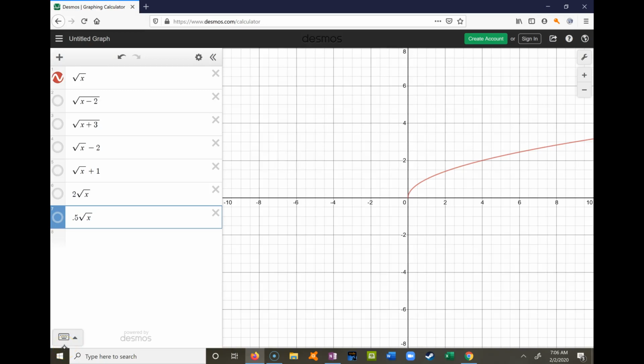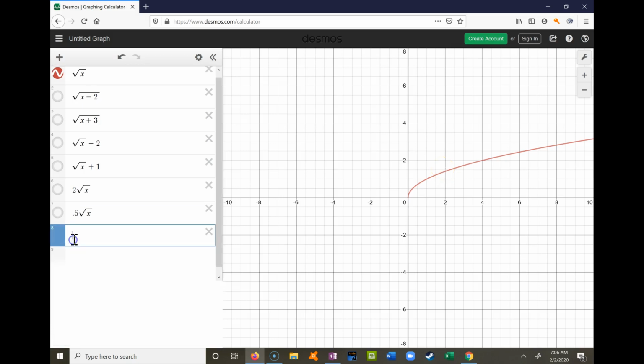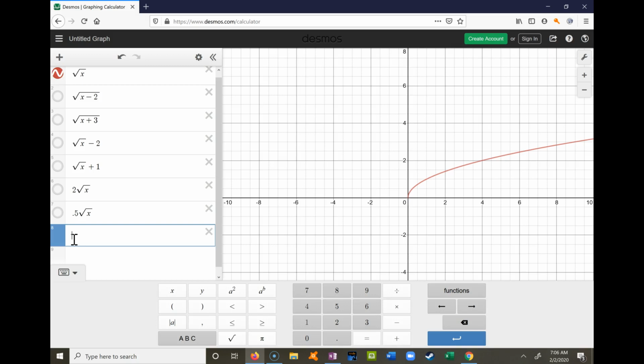So in this video, we're going to talk about graphing radical functions. And so you can see here that we have a square root of x. This is what it looks like. We've talked about that in the last video. But it looks like a sideways parabola. In fact, let's real quick graph a parabola here.